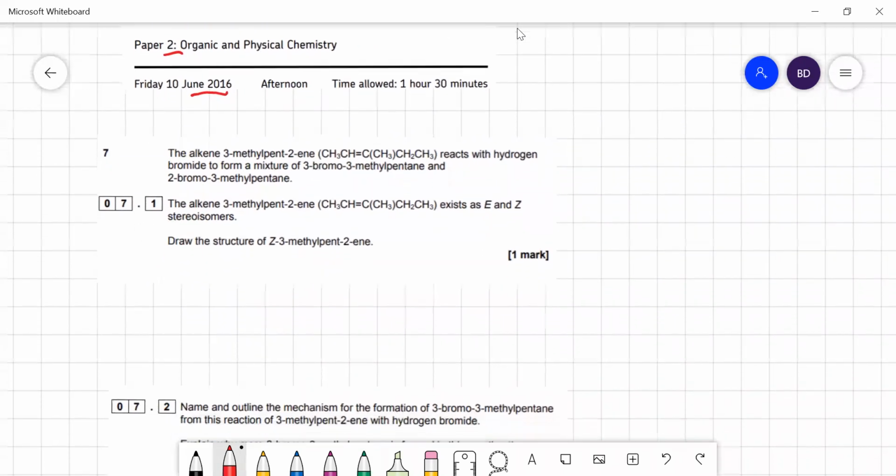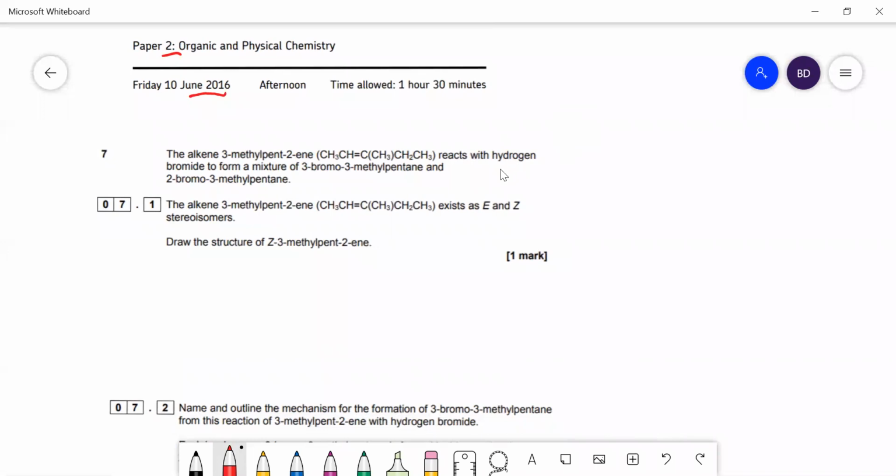Right, we've got an alkene, 3-methyl-pentene, which reacts with hydrogen to form a mixture. Draw the structure of Z-3-methyl-pentene. Okay, so let's just draw it out. It's pent, 5 carbons, 3-methyl, so I'm going to put the methyl on there, between carbons 2 and 3, so that would be the structure.